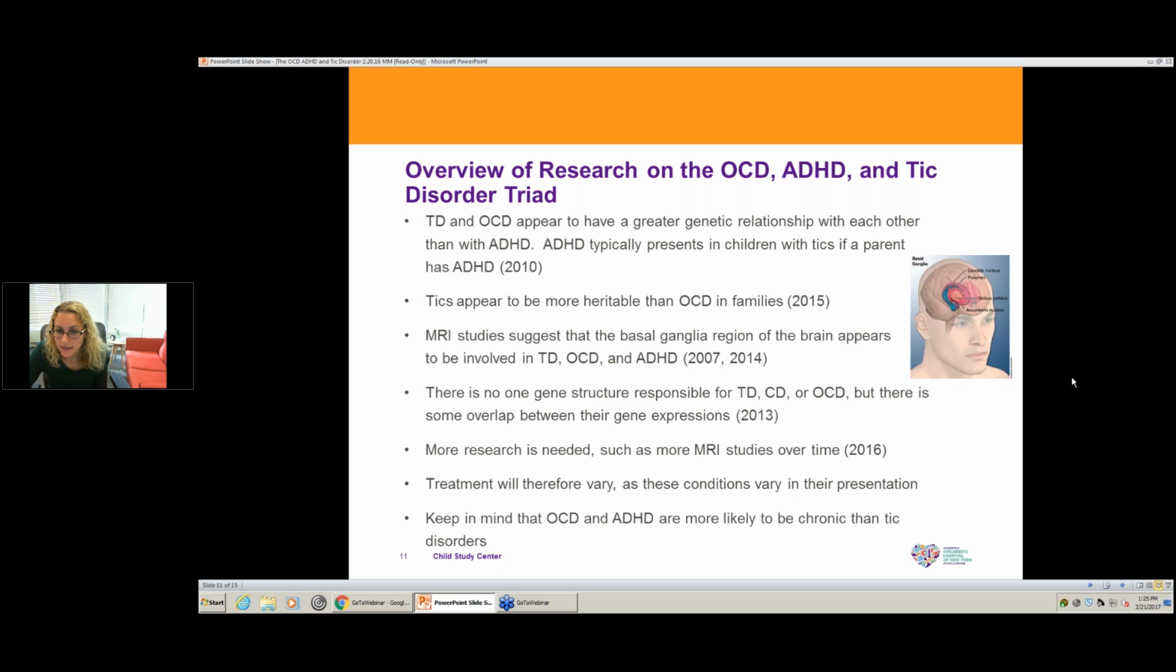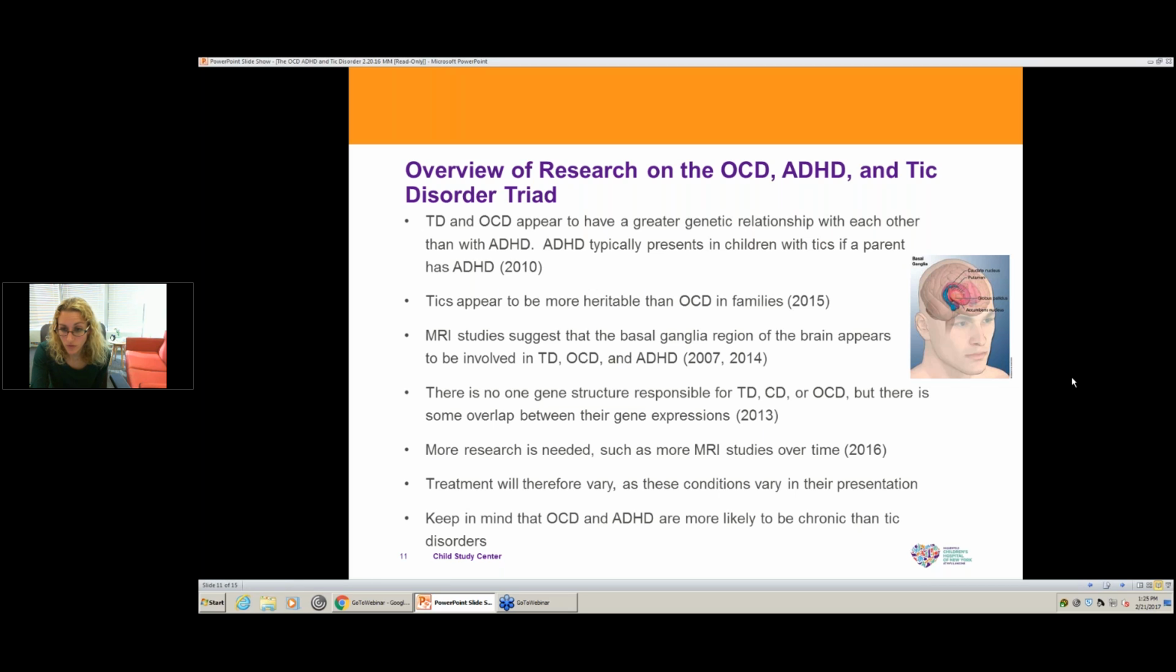There have been MRI studies that have looked at these conditions, all usually just looking at just Tourette's disorder, just OCD, or just ADHD. However, the issue with these studies is that they typically just look at it at one point in time. And as we know, these conditions often change over time, especially Tourette's disorder.